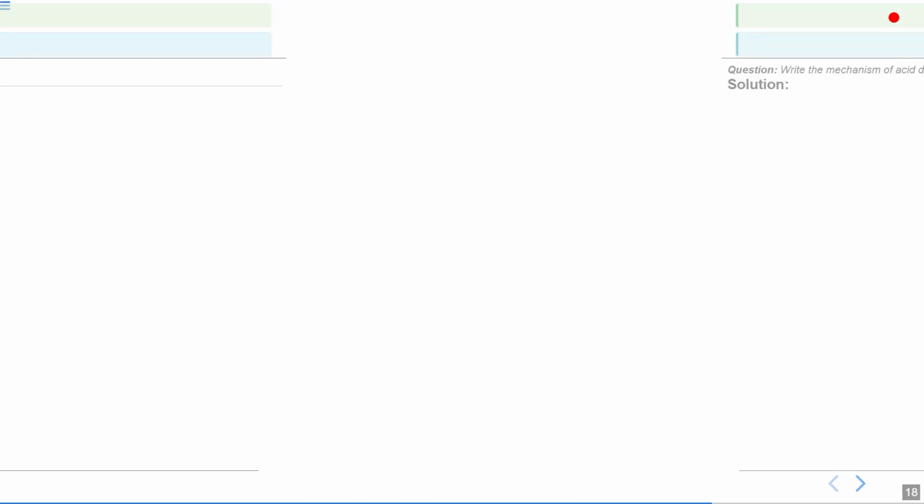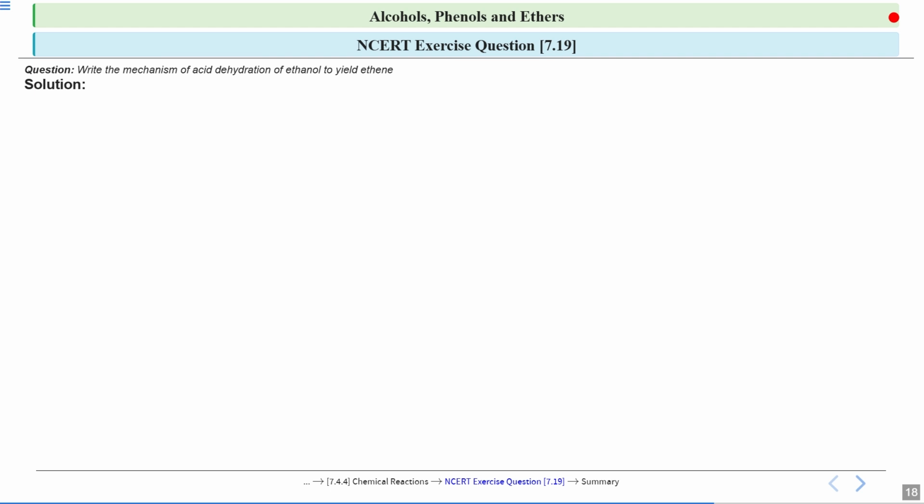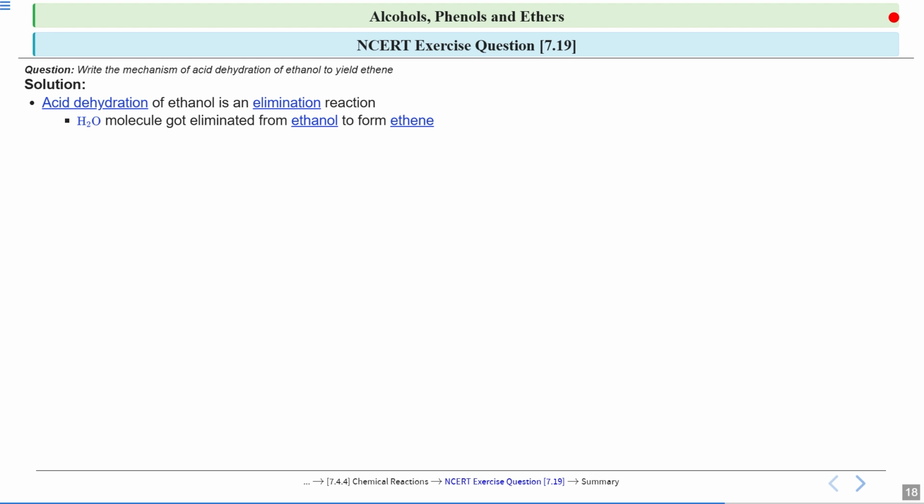Let us see the solution. You have to write the mechanism of acid dehydration of ethanol to yield ethene. So acid dehydration of ethanol is an elimination reaction. Okay, so an H2O molecule gets eliminated from ethanol to form ethene. So whenever there is dehydration, your water molecule is removed, and from your alcohol, your alkene is formed.